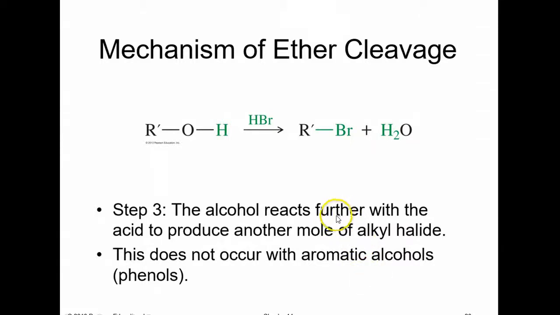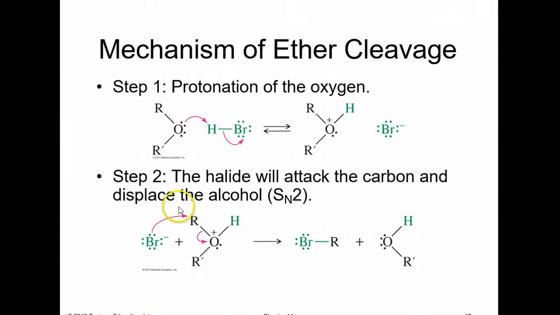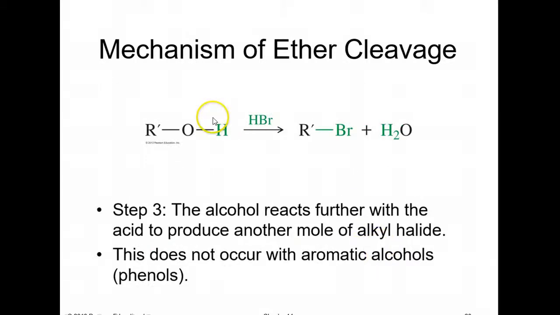What happens then is that your alcohol can react further because you have HBr in there. All right, it doesn't happen with a phenol. So remember, the last reaction you form an alkyl halide and an alcohol. But now your alcohol, because you have HBr, we've learned this, you can take HBr and alcohol and turn that into an alkyl halide. So your alcohol can react further to form alkyl halide.